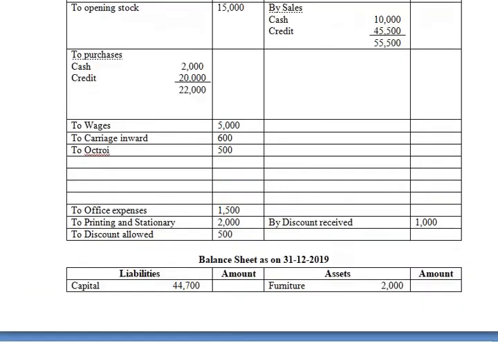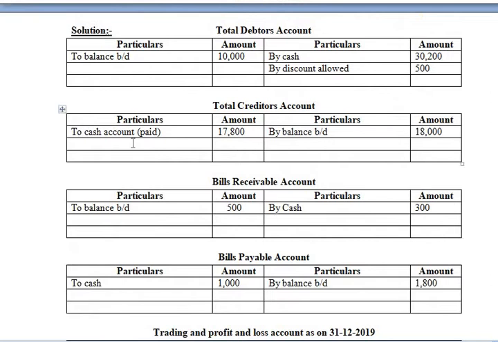Okay, so let's go to the creditors account. One entry is to the credit side of the profit and loss account, and another entry will be to the debit side of the creditors account, to discount received. And how much is the entry? Discount received is 1,000 rupees.